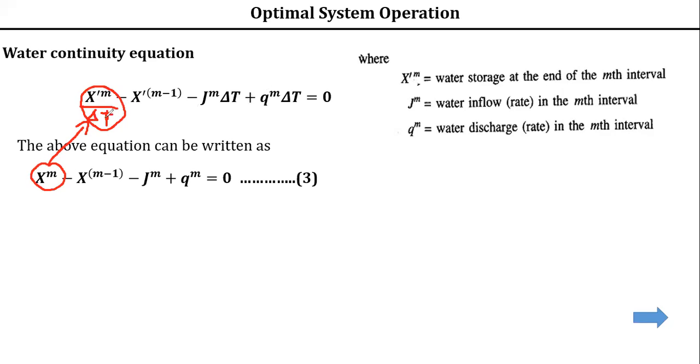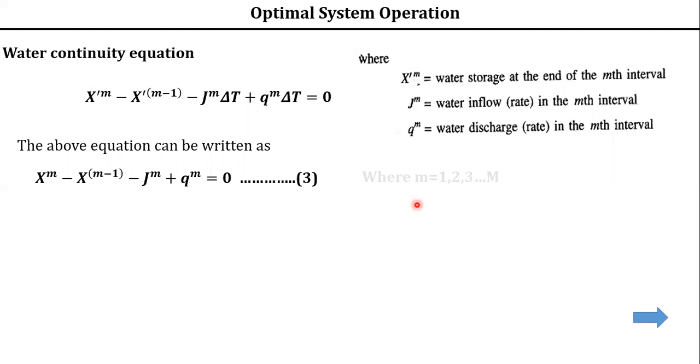Divide this equation throughout with delta T in order to represent this discharge in terms of discharging units. So what does this become? X dash of m minus 1 divided by delta T, isn't it? So this is replaced by x of m minus 1, where x of m minus 1 is equal to x dash of m minus 1 by delta T. That means we are representing this in discharging units. And here it becomes Jm, and here it becomes Qm, because we are dividing throughout with delta T. Hope you understood this one.